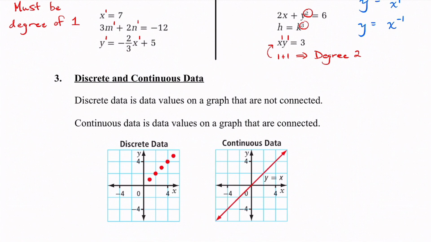Okay, so for discrete data, the way to remember this is I think of the letter D goes with dots. So you're always going to have dots on your graph. And then with continuous data, think of a continuous line.